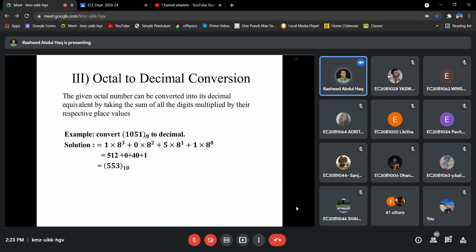Can I give one more example? Consider an example of 1051.51 with the base 8. So what will be its decimal?